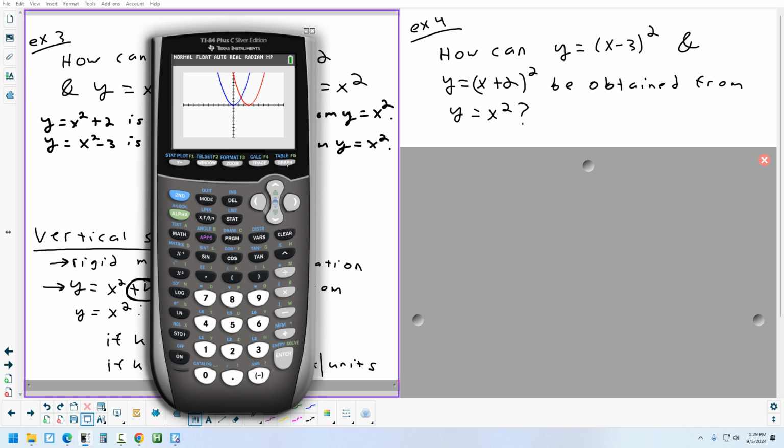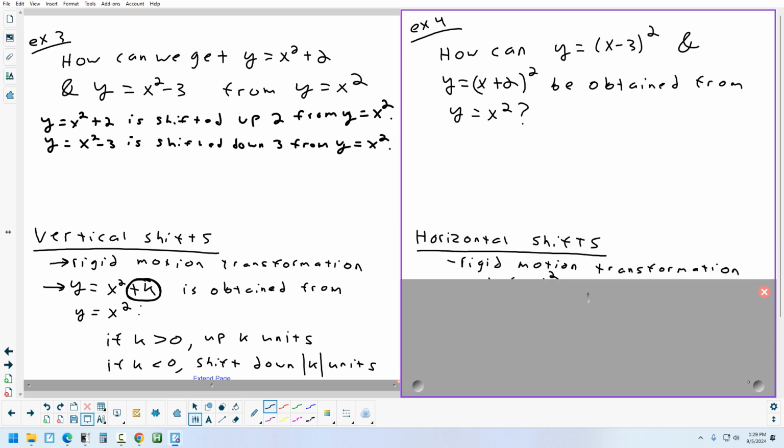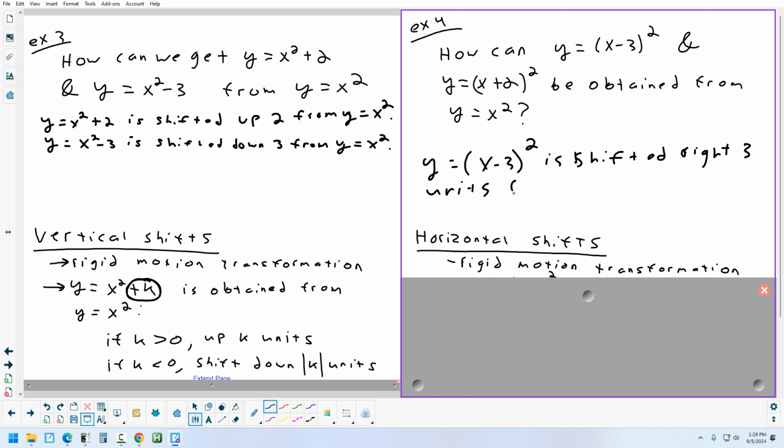So this one is kind of backwards. It's still a shift. It's not stretching it in any way. Oh, I'll answer the question too. So y equals x minus 3 squared is shifted to the right 3 units from the original.